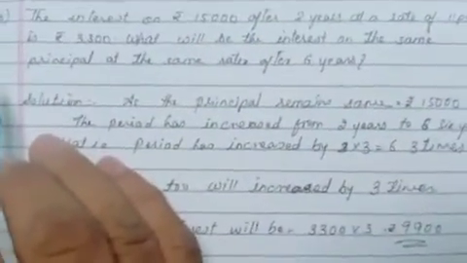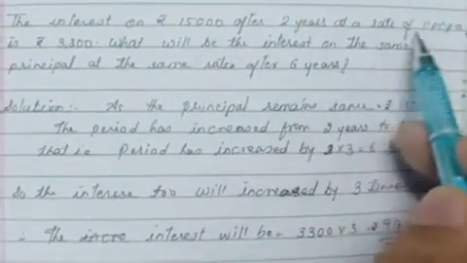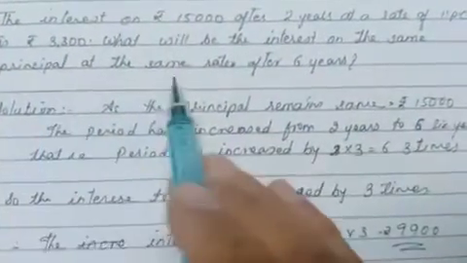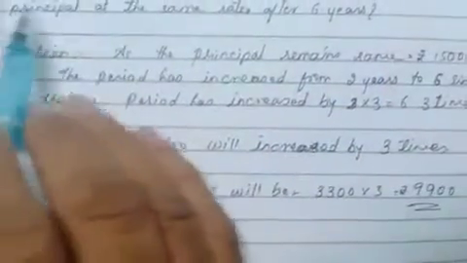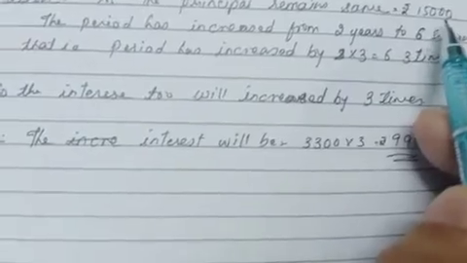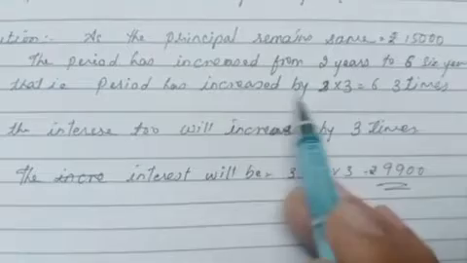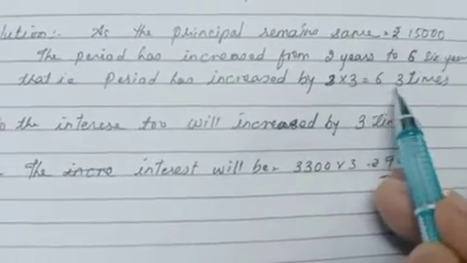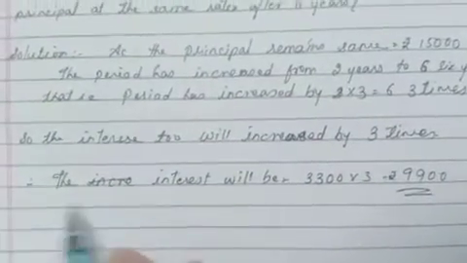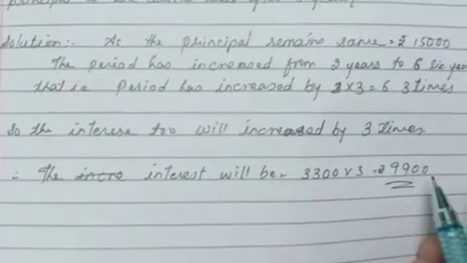Let us see example number 6 of the same type of question. The interest on rupees 15,000 after 2 years at the rate of 11% per annum is rupees 3,300. What will be the interest on the same principal at the same rate after 6 years? Here the interest of rupees 3,300 was given for 2 years. As the principal remains same, rupees 15,000, the period has increased from 2 years to 6 years. That is, the period has increased by 2 into 3 is 6, that is 3 times. So the interest will also increase by 3 times. Therefore interest will be 3,300 into 3 is equal to rupees 9,900 for 6 years.